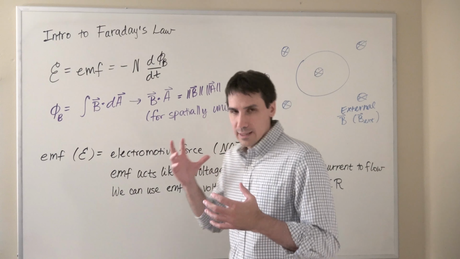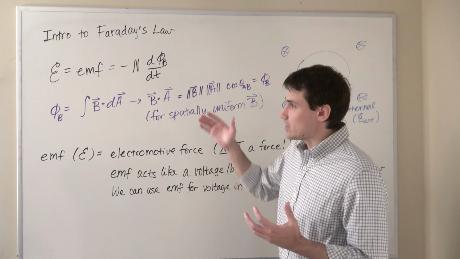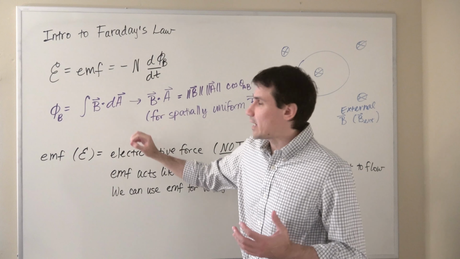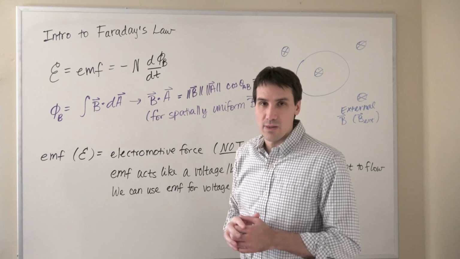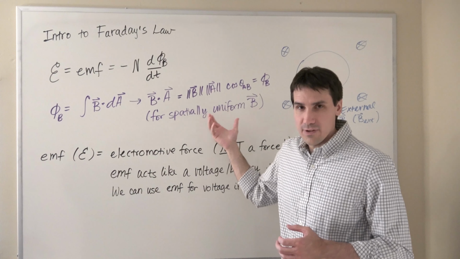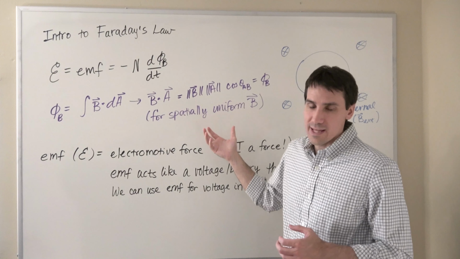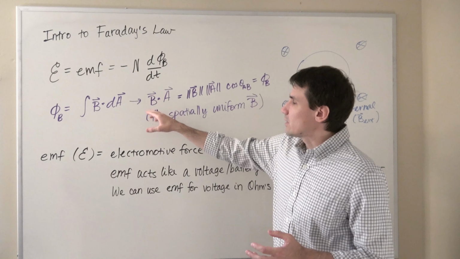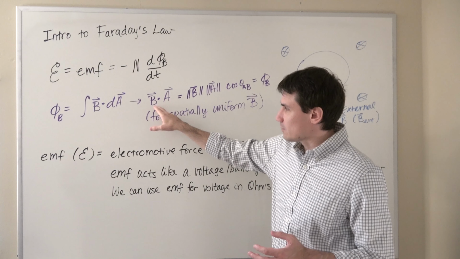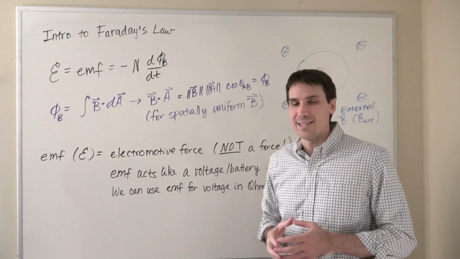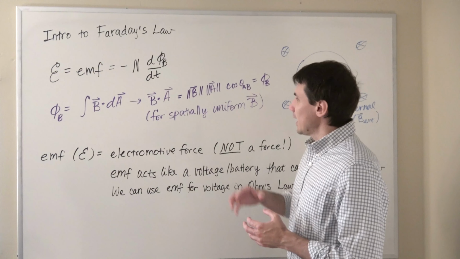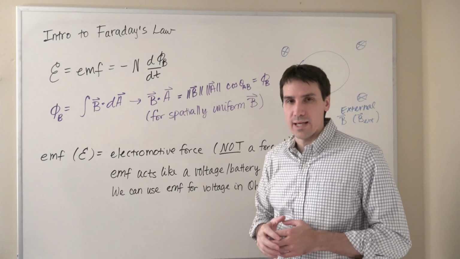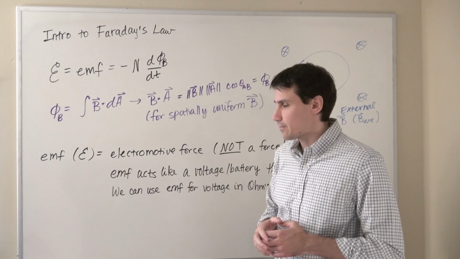Okay, so let's begin with the thing that we have seen before, which is the magnetic flux. In a previous video, we talked about how the magnetic flux is given by either the integral of the magnetic field dotted with dA, or in the case of a spatially uniform magnetic field, that is a magnetic field that has the same direction and magnitude everywhere in space, we can write that the flux is simply B dotted with A, where A is the area vector. And we can write this as the magnitude of B multiplied by the magnitude of A multiplied by the cosine of the angle between those two vectors.